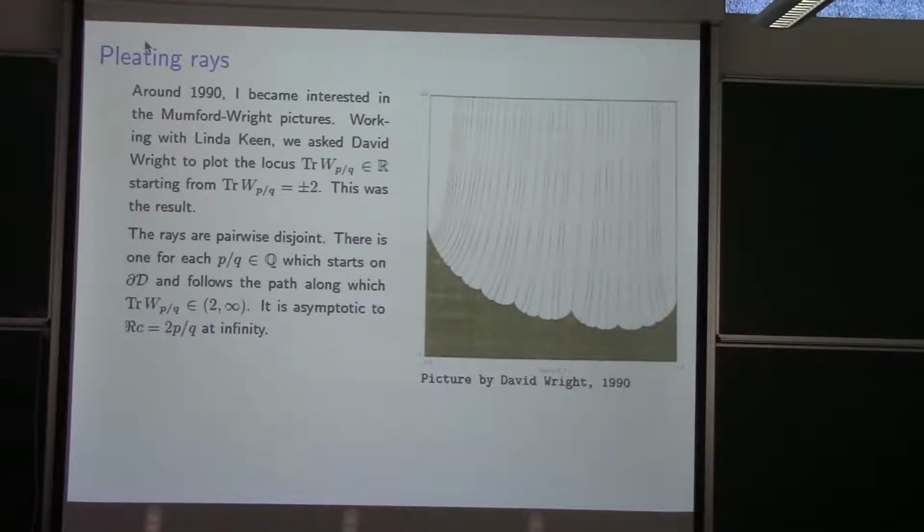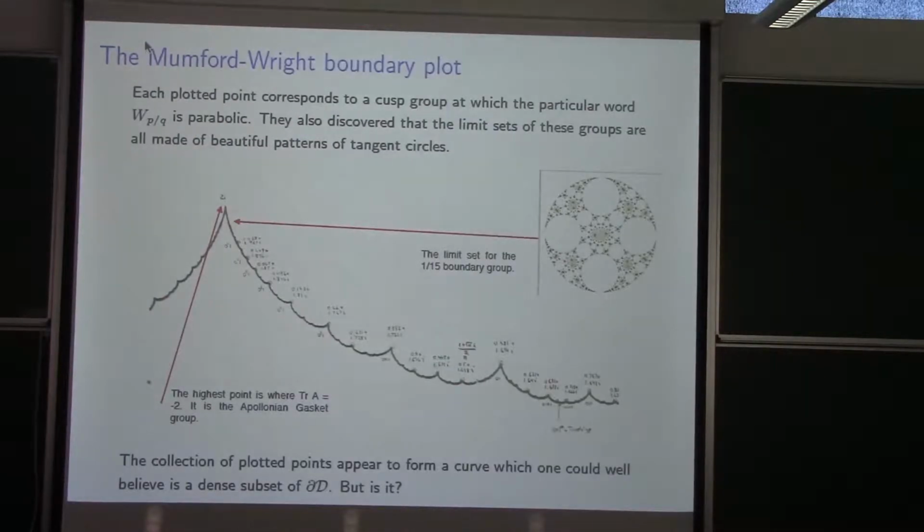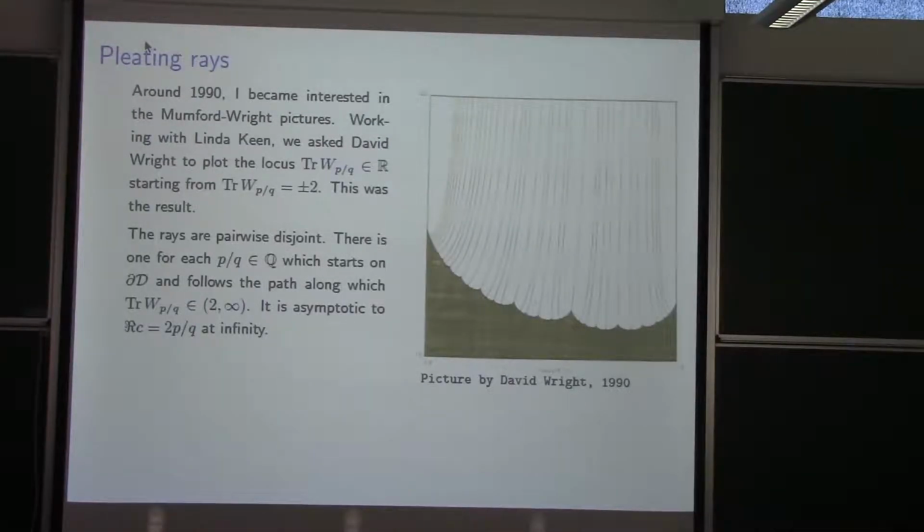So I got interested in this with Linda Keen, and we played around with this picture a lot. Linda was one of the people who'd actually found one or two boundary points in a slightly different setting in the Bers embedding, but she knew how to do the Teichmüller theory. We played with this picture for a long time, and finally, I don't quite know why, we had the idea: let's get David Wright to take one of his boundary points where the traces, I think they alternate between plus and minus 2, I don't quite remember.